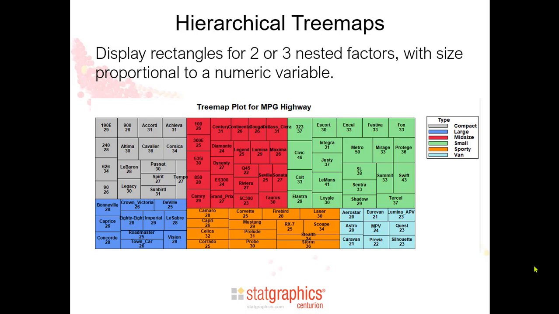to a numeric variable. Here you see a tree map for miles per gallon in highway driving of 93 different makes and models of automobiles. They're first divided into larger rectangles according to their type. Then there's a smaller rectangle for each model.